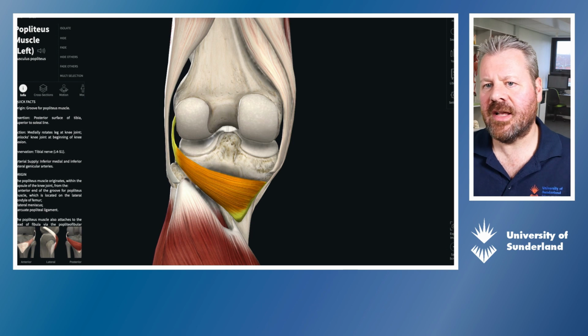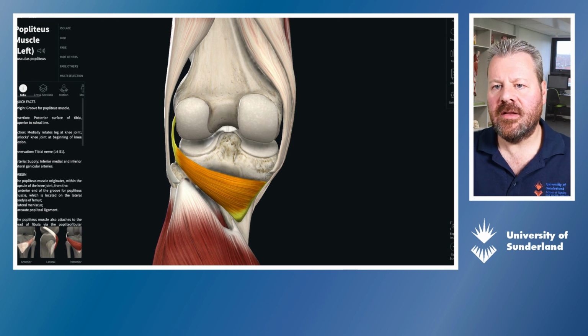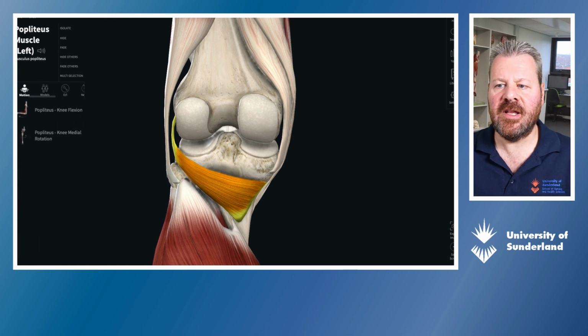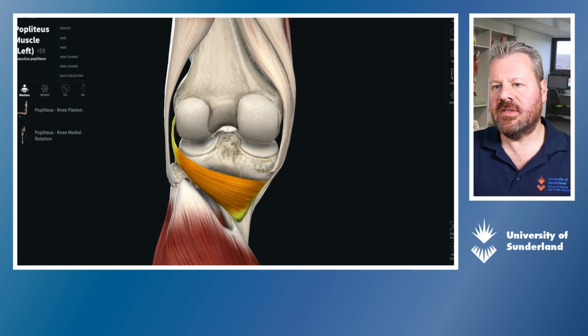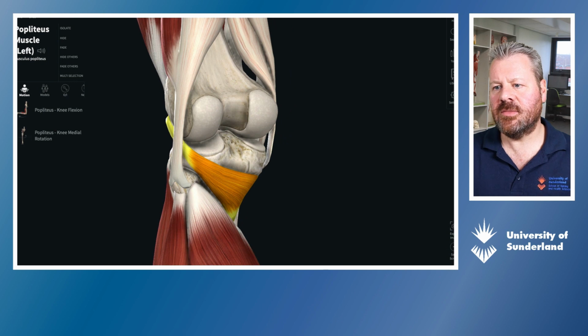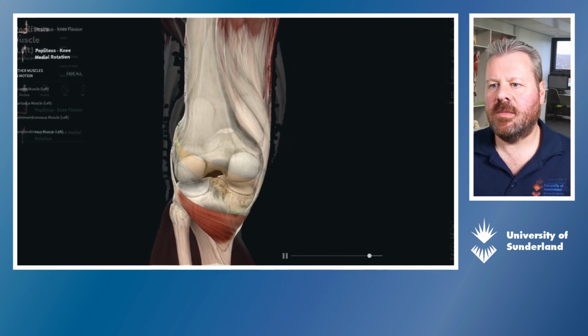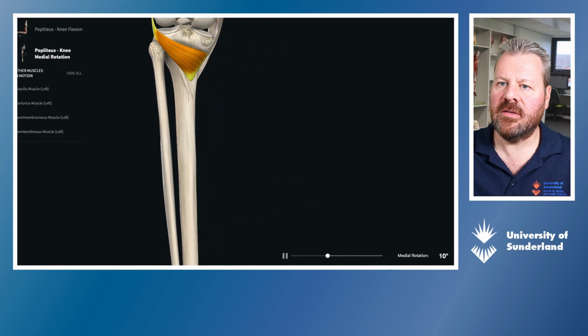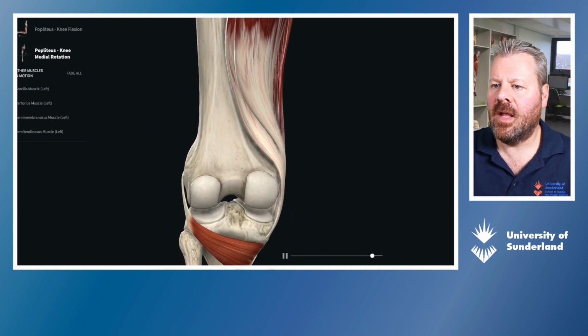The popliteus muscle has a key role to play in the locking and unlocking mechanism of the knee. Because of its angle of attachment, it is actually involved in knee flexion to some degree, but it's quite weak in this area. It's probably better to look at the medial rotation action of the knee.